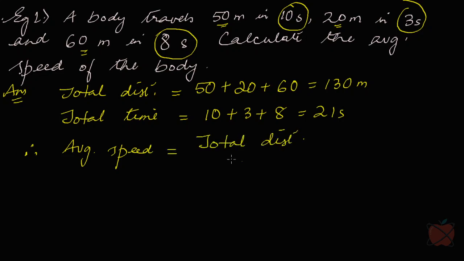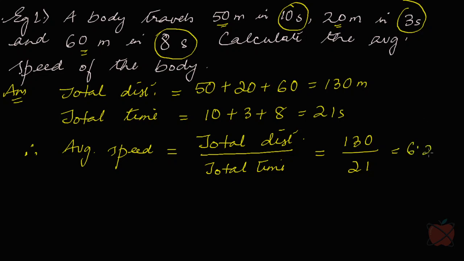Total distance by total time. Yes, and here total distance is 130, so how much will this be if you calculate? It is approximately 6.2 meters per second. Okay, so that is our first example. Let me give you another example.